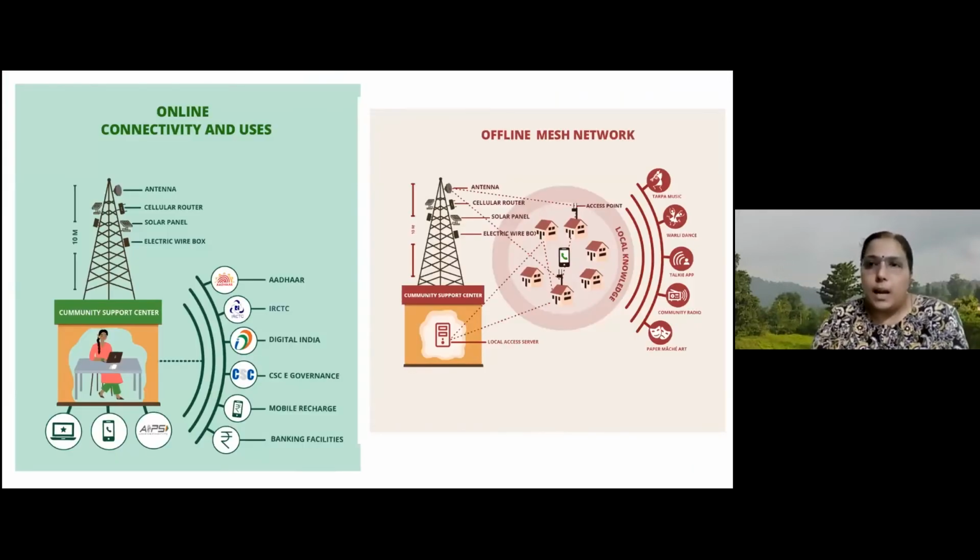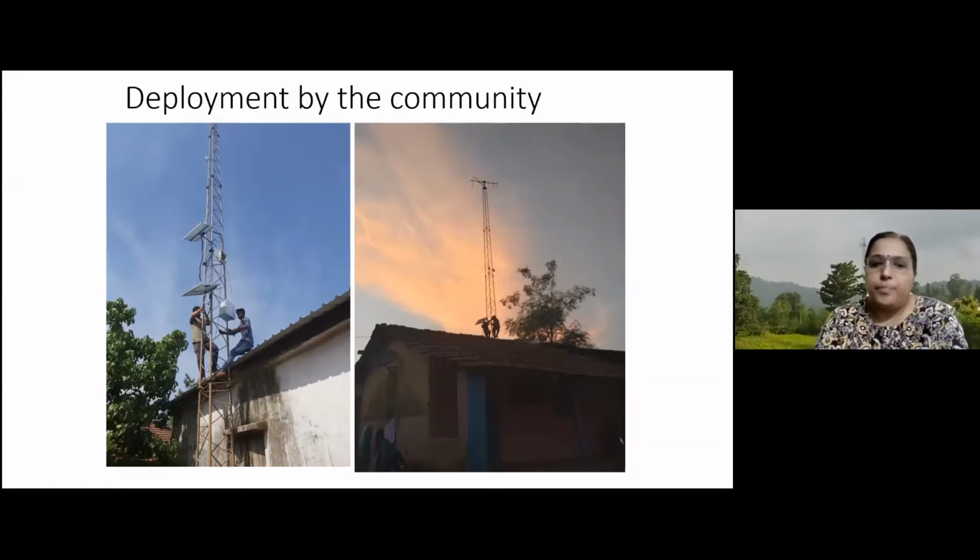What we did was enable one of the community members, a woman called Anjali Vajre, who was our e-dost. She is the first e-dost enabled with online connectivity through a SIM card-based cellular router, and she enables a gamut of services like Aadhaar, IRCTC, Digital India, mobile recharge, and banking facilities. Everything is enabled through just a smartphone and an Aadhaar-enabled payment system, AEPS. She doesn't use anything else, just the Wi-Fi signals from the SIM card.